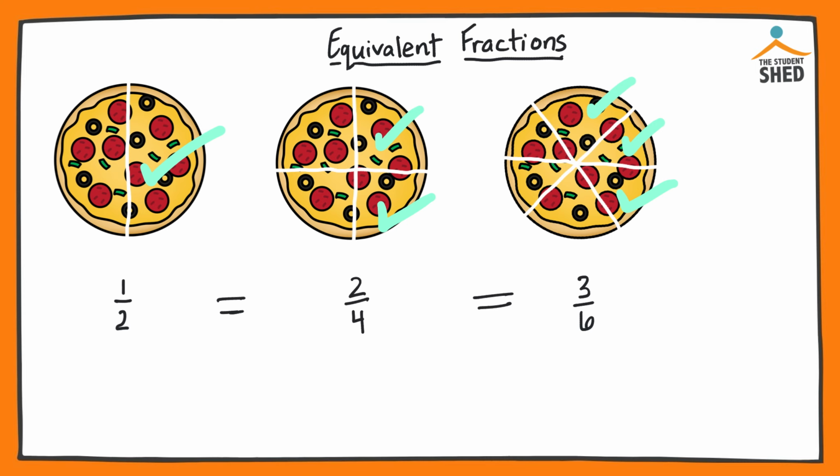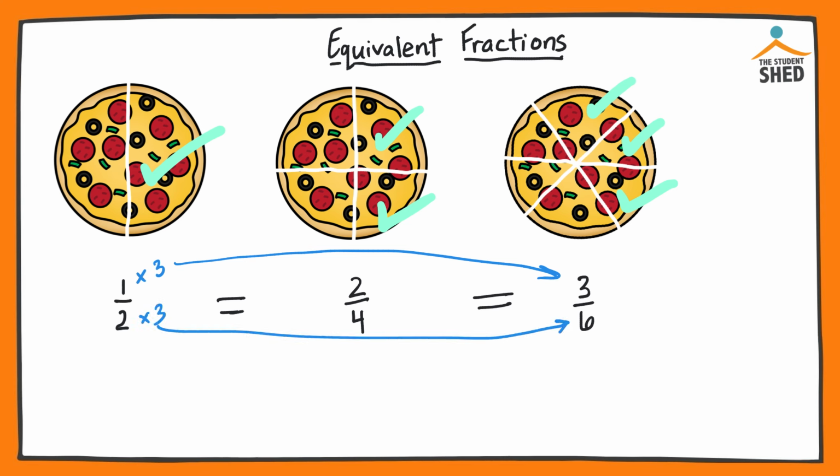To find equivalent fractions, we must multiply the fraction by the same numerator and denominator. For example, if we multiply half by 2, 1 times 2, we get 2. And if we multiply the 2 times 2, we get 4. And likewise, if we multiply half by 3 out of 3, we get 1 times 3 is 3, and 2 times 3 is 6. We get the fraction 3/6.